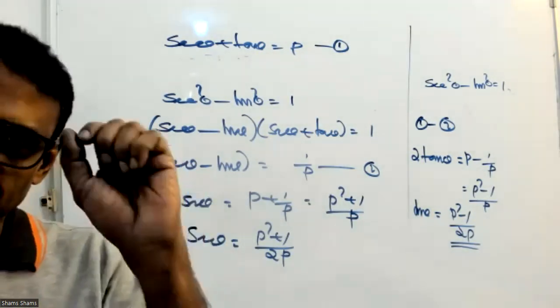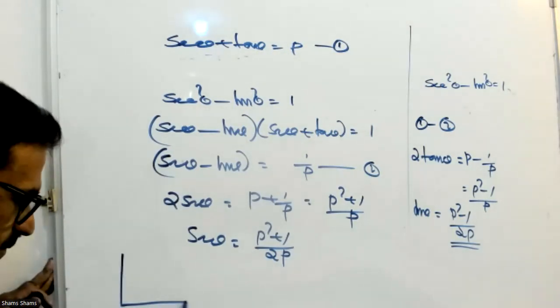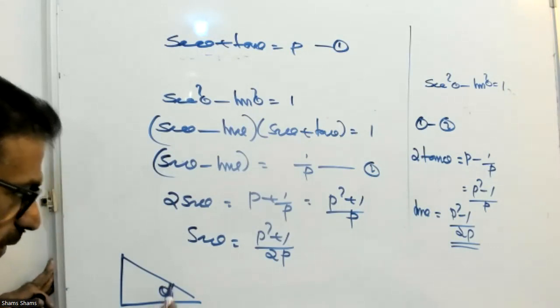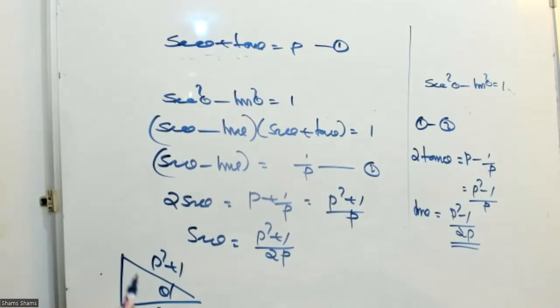Listen, if you're stuck here, don't worry. You just make a triangle with theta here, and sec theta is (P square plus 1) by 2P. You can find the other sides, and then you can find any values. Correct or not? But here, an easy way now that we have sec and tan: sin theta equals tan theta divided by sec theta. Tan is sin theta by cos theta, sec is 1 by cos theta. Cancel now, and we get sin theta.